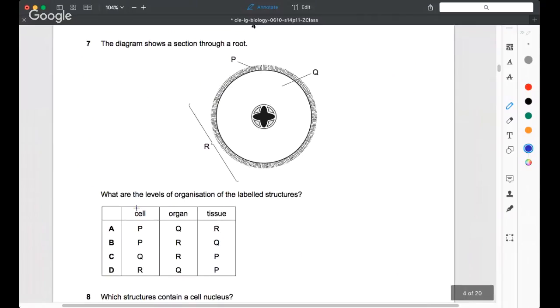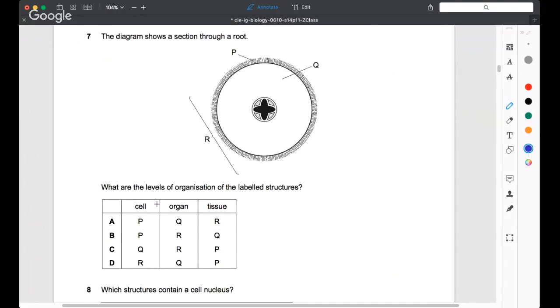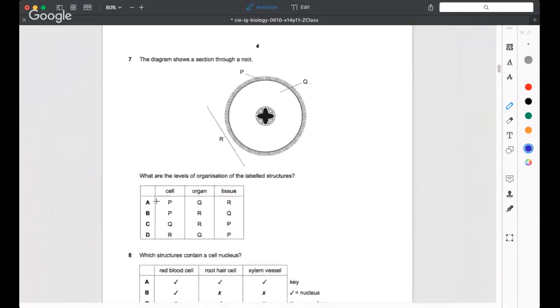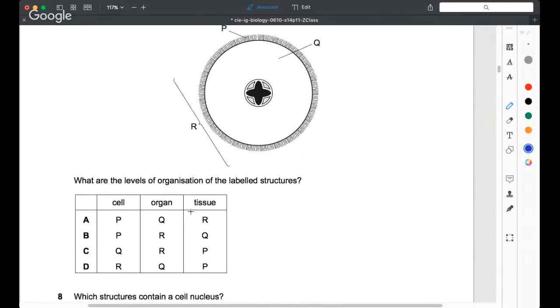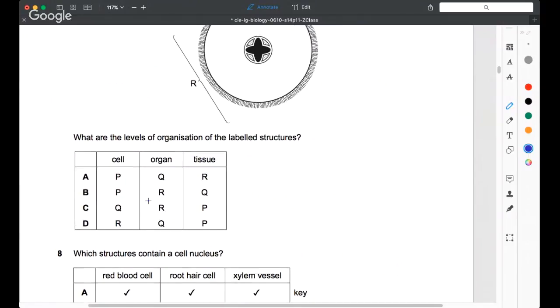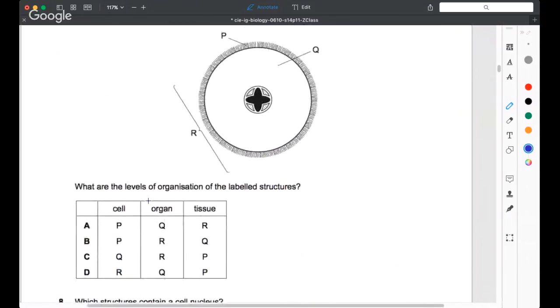The diagram shows a section through a root. What are the levels of organization of the labeled structures? This is our cross section through the root. Here's the middle of the root. Here are all our hairs around the edge.